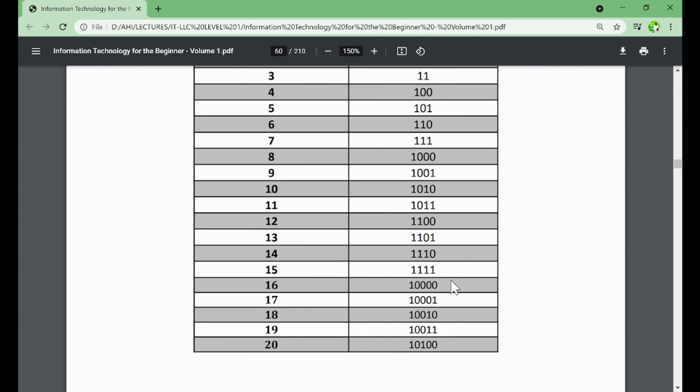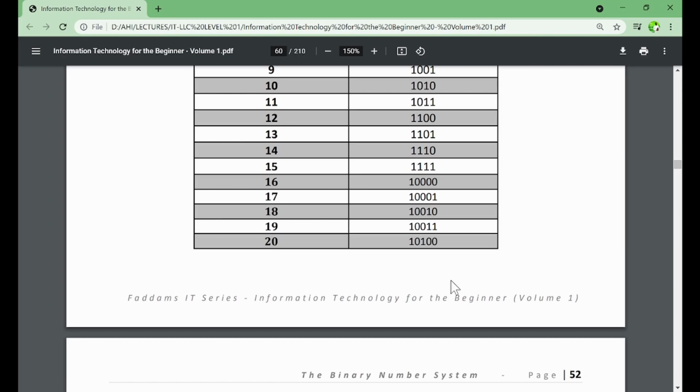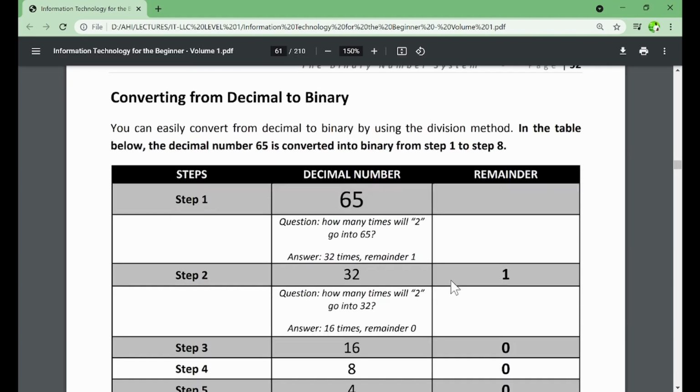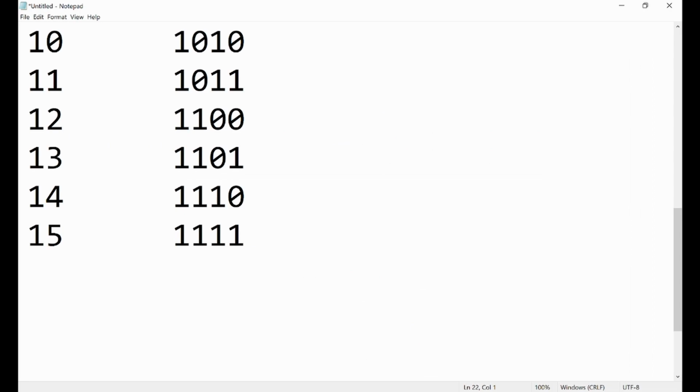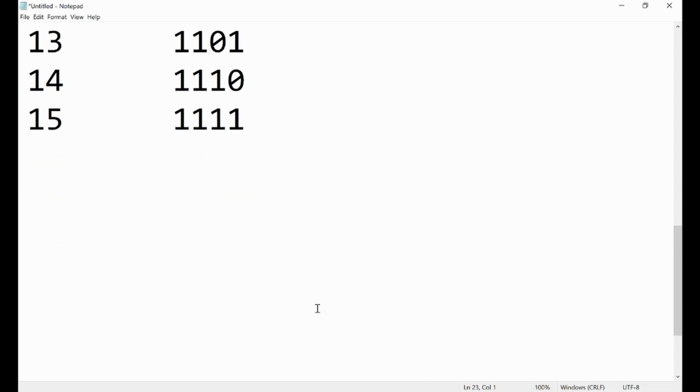Let's use a formula to solve it. Converting from decimal to binary. Let's use a formula this time. To use a formula, for example, you've been given number what? 25, right? You need to write 25 and write remainder.